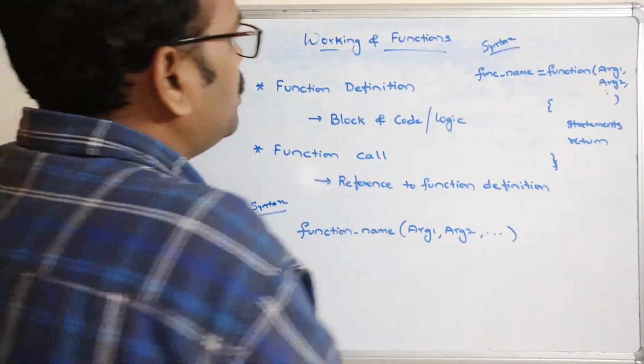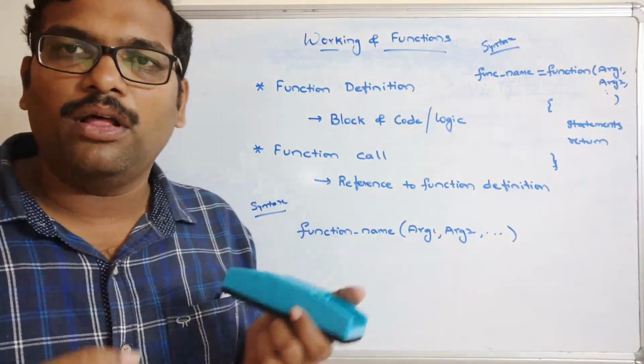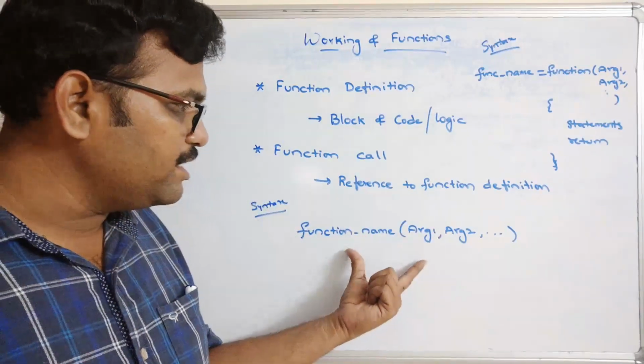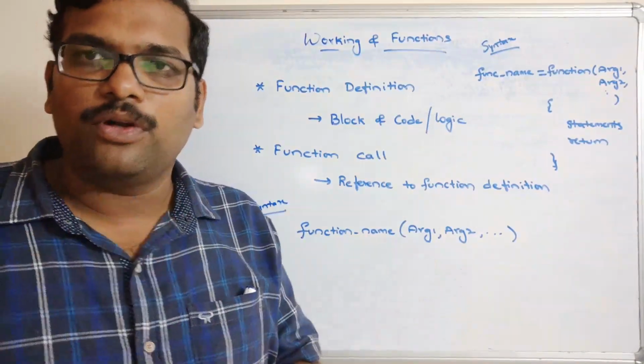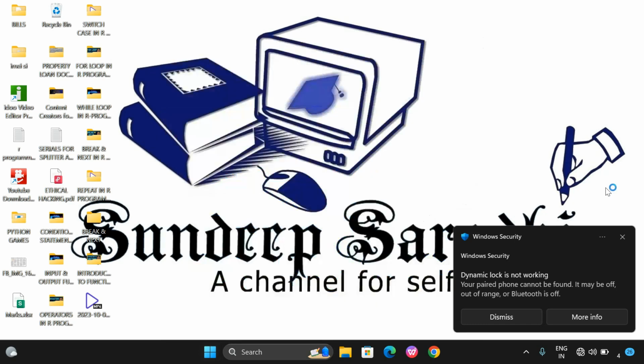Right. So let us move on to RStudio. I'll explain with a small example so that you will understand how it works, with the function call and without the function call. So let's move on to the system. Hello friends. Just now we have seen the working of functions in the theoretical part. Now we'll see the implementation. I will demonstrate by taking a small example of how functions work. So let us move on to RStudio.